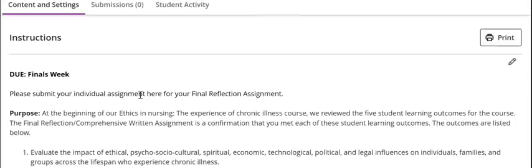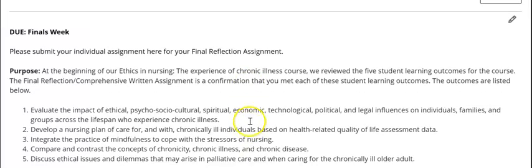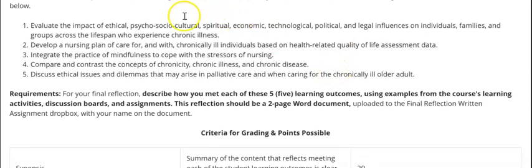So for this assignment, there is both the grading rubric section, and then you will also submit a 2-page paper to this Dropbox. It's a written assignment that confirms to you, to me, to anyone who reads your paper, that you did meet each of our student learning outcomes. These are the same 5 student learning outcomes.